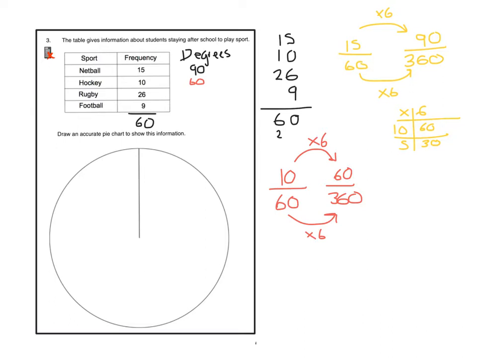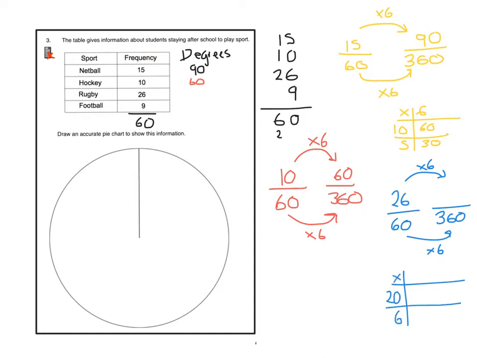Now let's have a look at rugby, which was 26. So that was 26 out of 60. I need it to be out of 360. Again, I'm timesing by 6 to get from 60 to 360. So 26 times 6. Little grid method. 20 times 6 is going to be 120. 6 times 6 is 36. Altogether that's going to be 156.